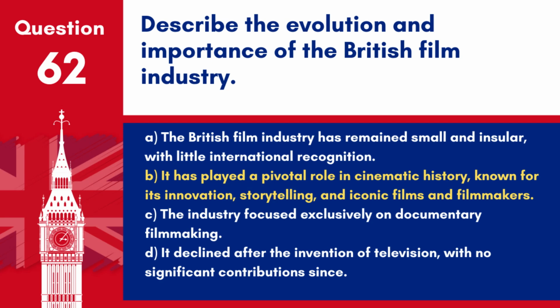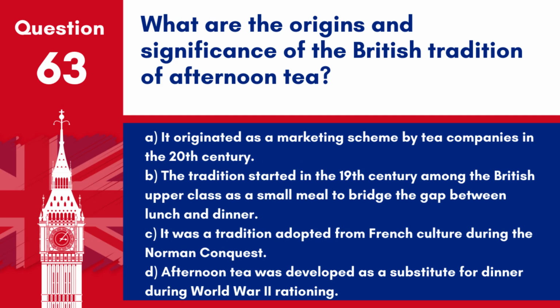Question 63. What are the origins and significance of the British tradition of afternoon tea? A. It originated as a marketing scheme by tea companies in the 20th century. B. The tradition started in the 19th century among the British upper class as a small meal to bridge the gap between lunch and dinner.